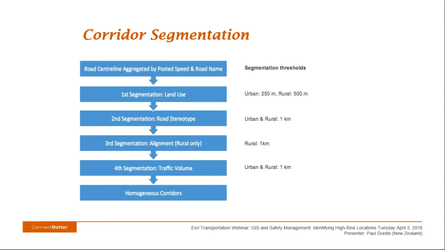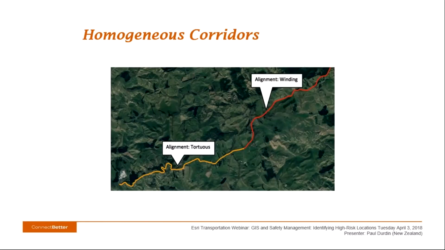At each stage of the segmentation, thresholds or minimum lengths are applied to avoid segmenting corridors due to short changes in road features, such as overtaking lanes or divided medians on the approach to intersections. Once these homogeneous sections are identified, road features are attached to these sections from geospatial datasets.